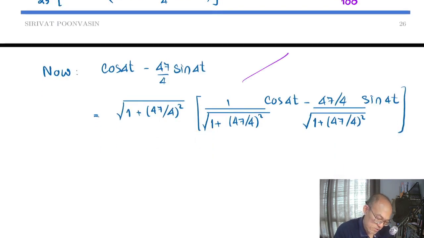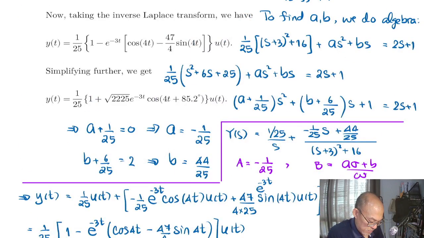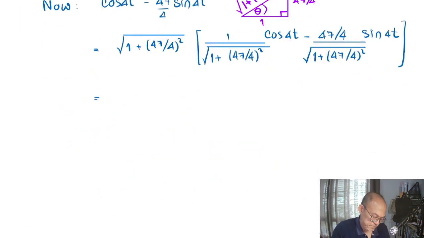And write down the triangle. This is theta. This is 1. This is 47 over 4. This is the square root of 1 plus (47 over 4) squared. So I have, actually, what do I have? 2225. I want to use a calculator. Where's my calculator?